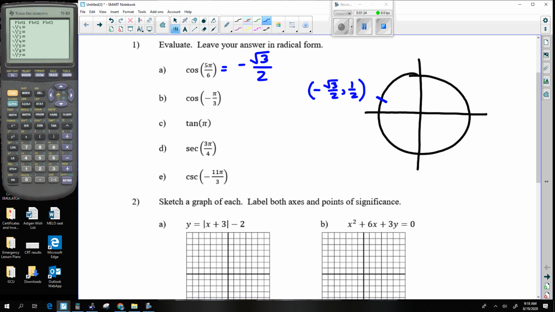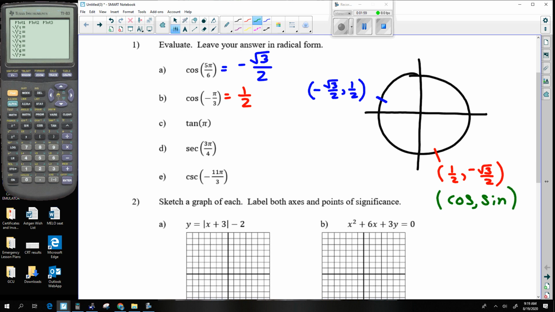Next, we have negative pi over 3. Typically we go in the positive direction, but here we're going to go in the negative direction. So this is going to be negative pi over 3, a negative big angle. I see that this has a small x coordinate and a large y coordinate in the negative direction. Again, we want the cosine, which is the x coordinate. Again, points always come in the form of cosine, sine.